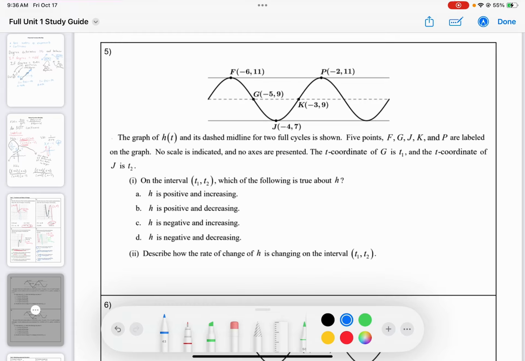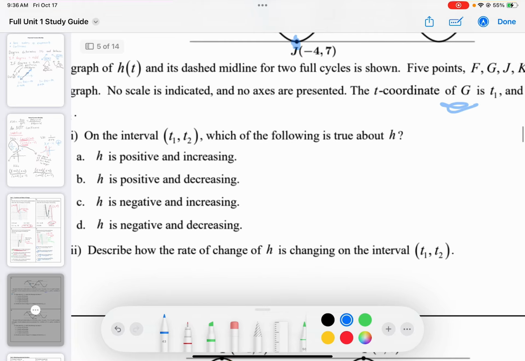The t-coordinate of g is t1, and the t-coordinate of j is t2. On what interval is t1 to t2? Which of the following is true about h? So we're going from g to j. That's a lot of stuff just to tell us about g and j. Well, we're asked about h. That's asking about the function, not the rate of change of the function.